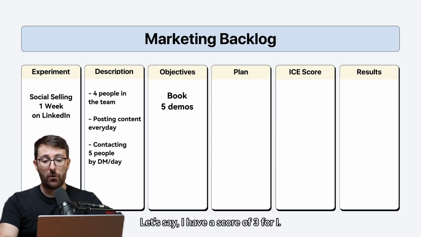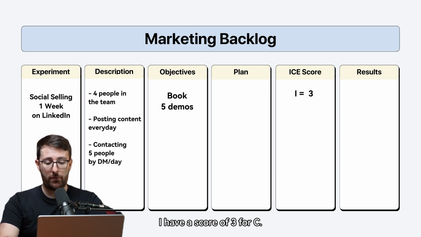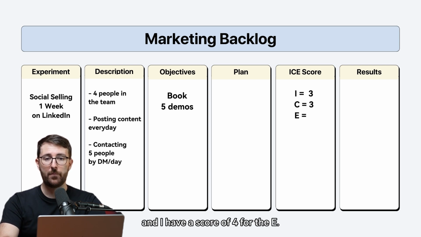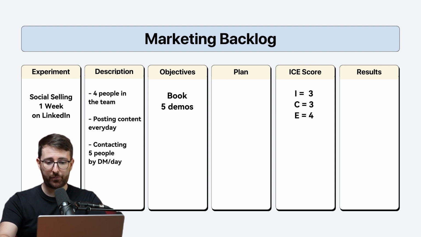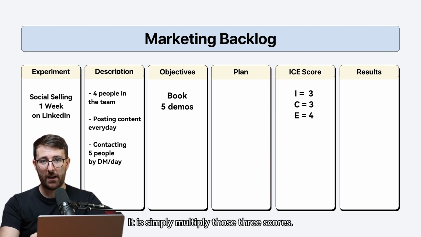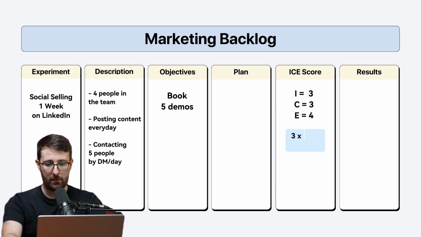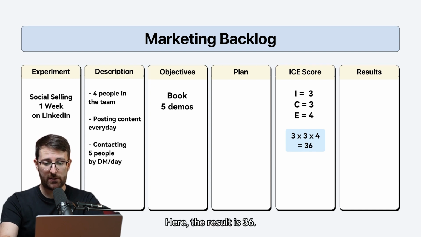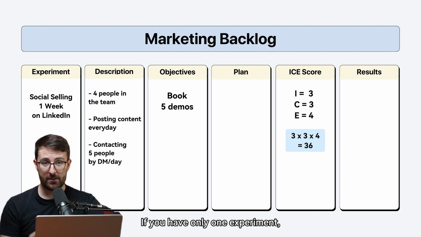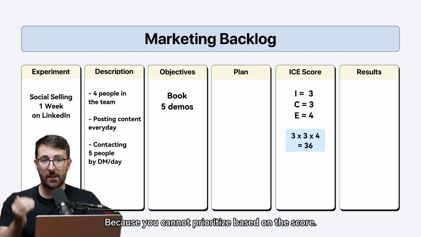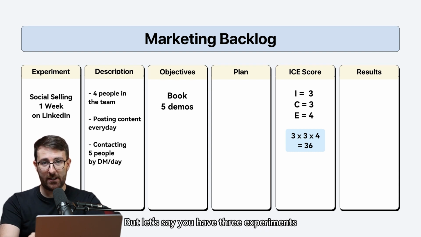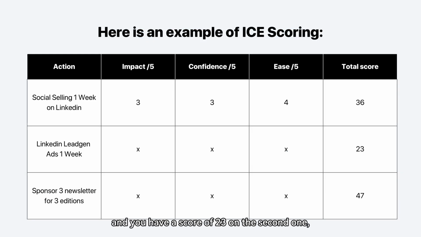So let's say I have a score of 3 for I, a score of 3 for C, and a score of 4 for the E. What I need to do is simply multiply those 3 scores. So here the result is 36, and if you have only one experiment, this is quite useless because you cannot prioritize based on the score. But let's say you have 3 experiments and you have a score of 23 on the second one and a score of 47 on the third one. You know you should focus on the third experiment because it has a higher score.